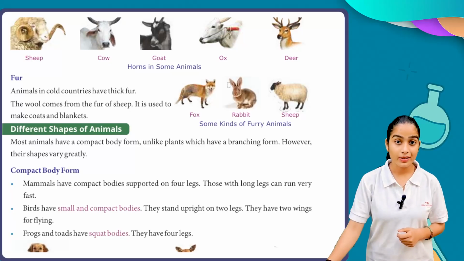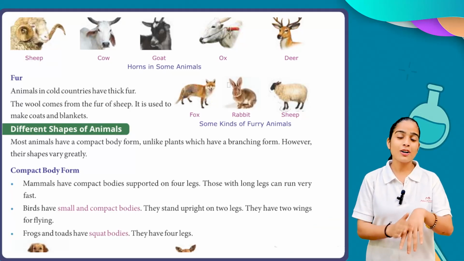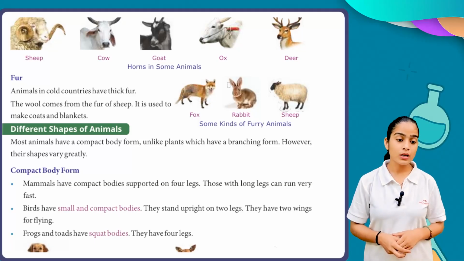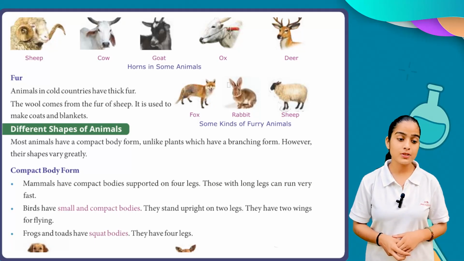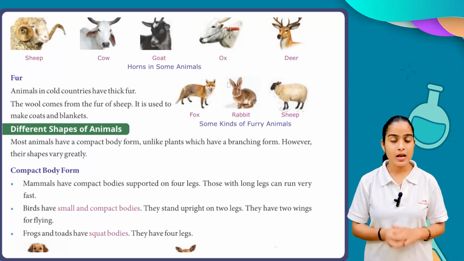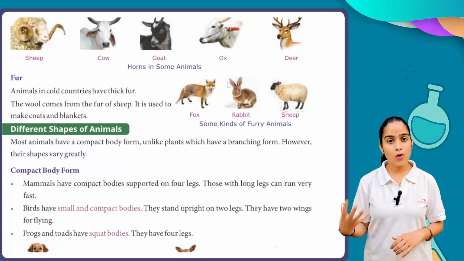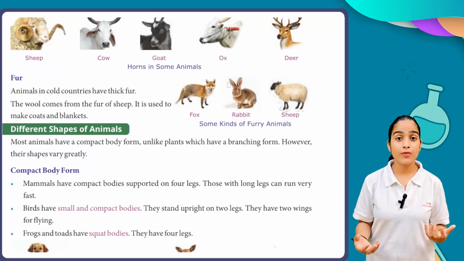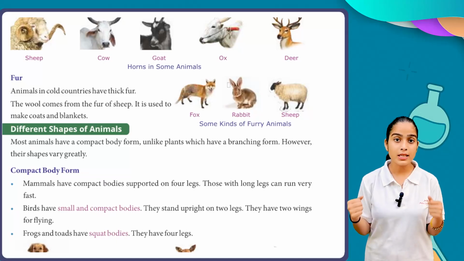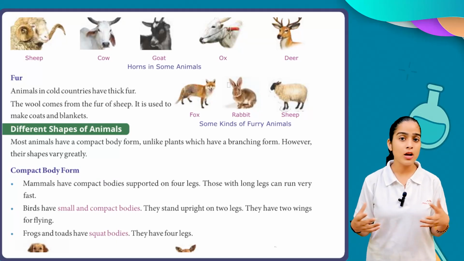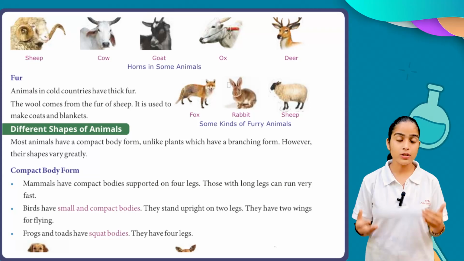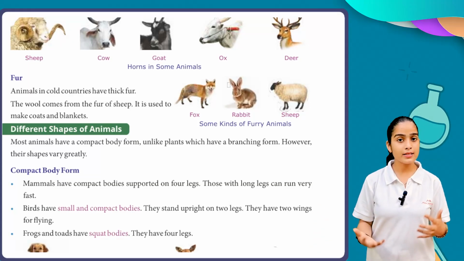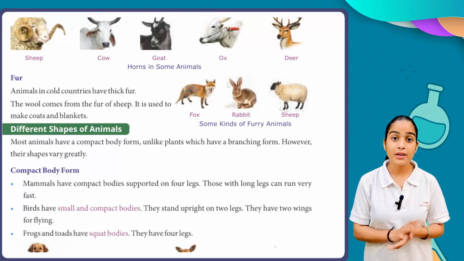Now we have fur, the fur on our dog. Animals in cold countries have thick fur. The wool comes from the fur of sheep. It is used to make coats and blankets. So basically, as birds need warmth with the help of their feathers, similarly other animals also need their fur to get warmth inside their body in winter season or any cold area. If the animals belong to a cold country, they have more fur as compared to a country where we don't have that much cold.